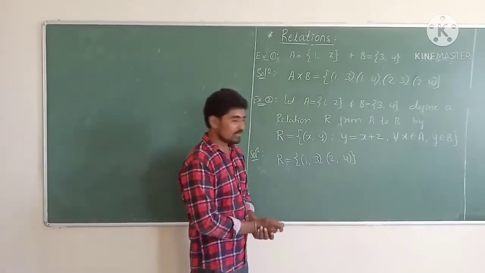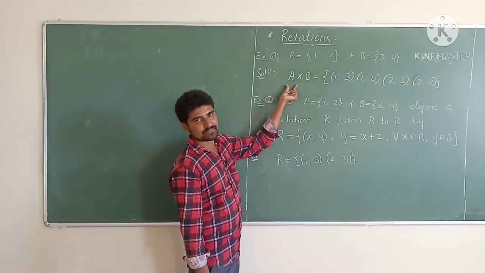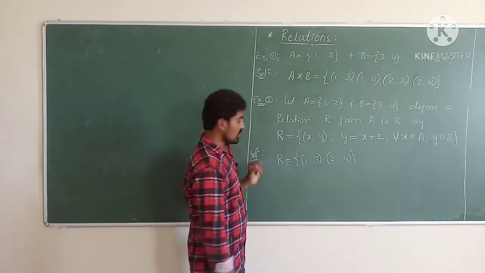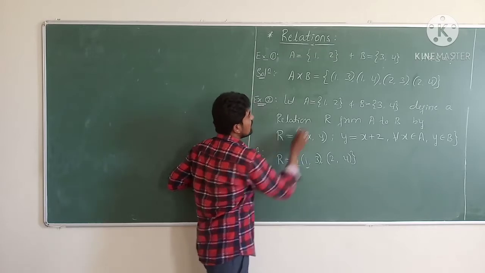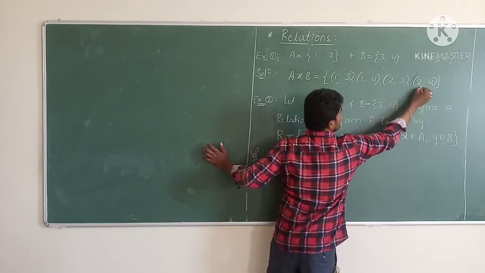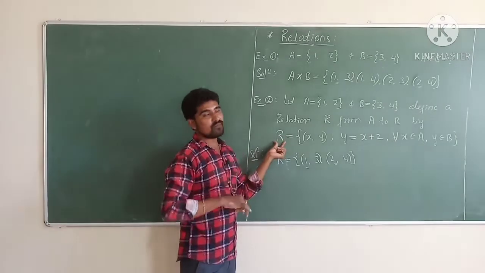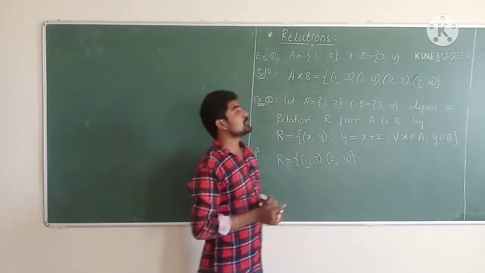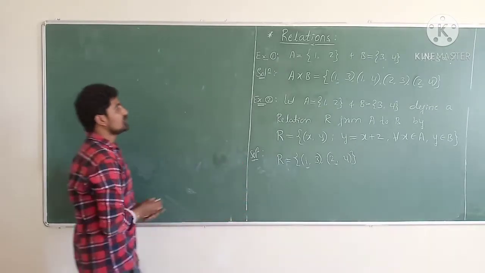Just observe here, R is a subset of A cross B, and this relation R is defined from set A to set B. So R is a subset of A cross B. Why? Because (1, 3) is present in R as well as in A cross B, and (2, 4) is present in R as well as in A cross B. Hence a relation R from a non-empty set A to a non-empty set B is a subset of the Cartesian product A cross B. So what is the definition of a relation?